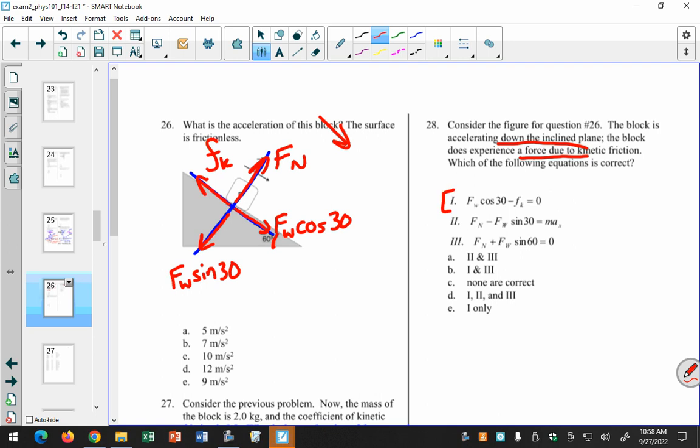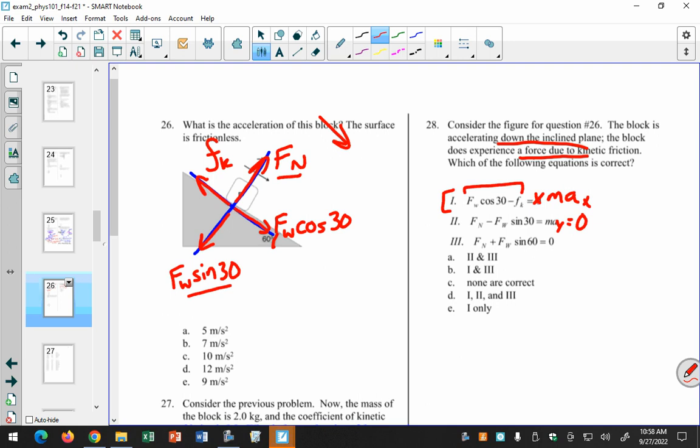So let's look at each one of these. FW cosine 30 minus FK is equal to 0. What's wrong with that equation? There is something wrong with it. Can you see? Yeah, Lucas? That's right. So this first part is correct, but this should be equal to MAX, it's not equal to 0. Fn minus Fw sine 30. That's right, but what's the problem? It doesn't equal MAX. I can make that right either by making this a y or just setting it equal to 0. Either one of those would be correct.